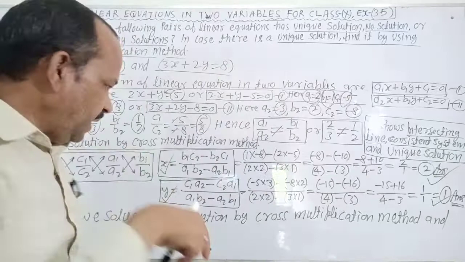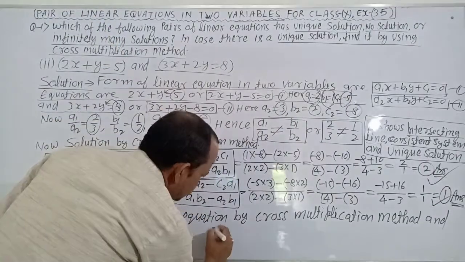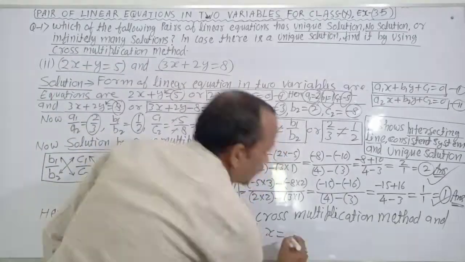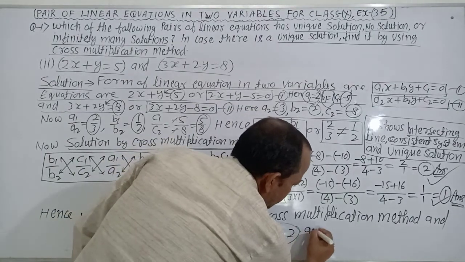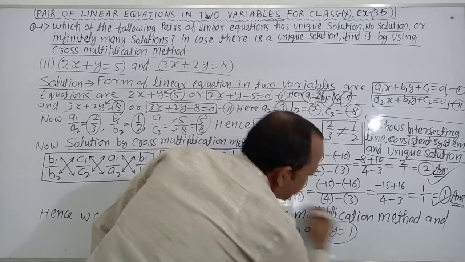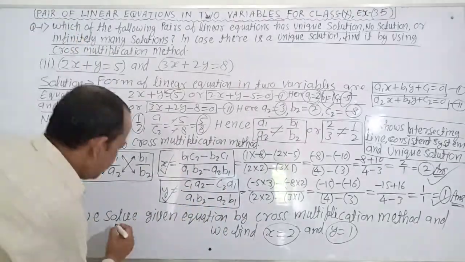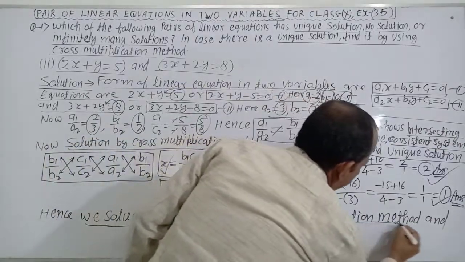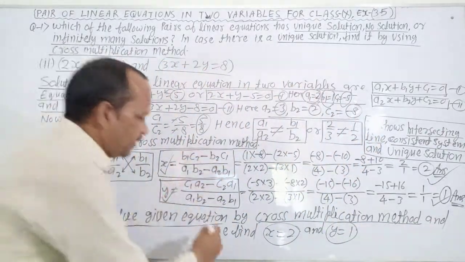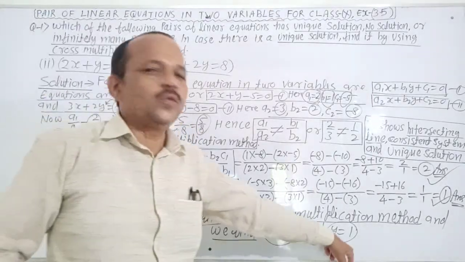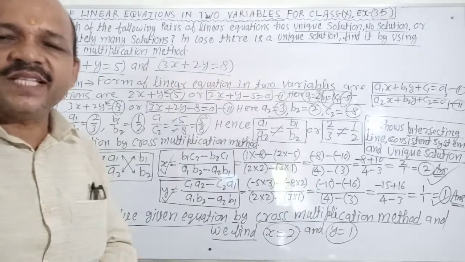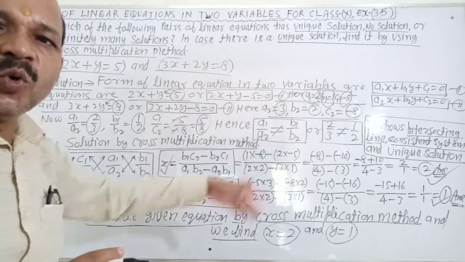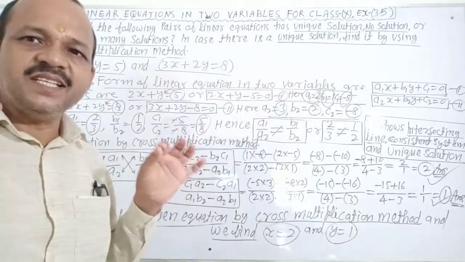And we find x equal to 2 and y equal to 1. We solve given equation by cross multiplication method, and we find x equal to 2, y equal to 1. In this way you can solve any question very easily. Clear? Solution is clear? No confusion about it? Very good. It is very easy.